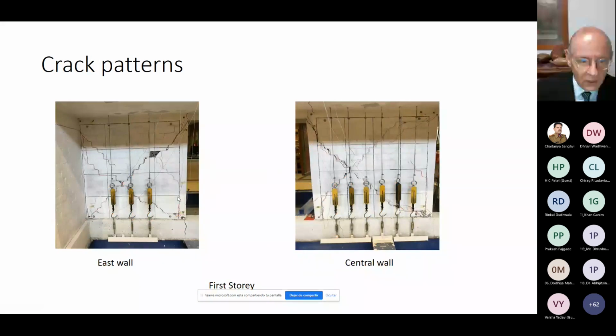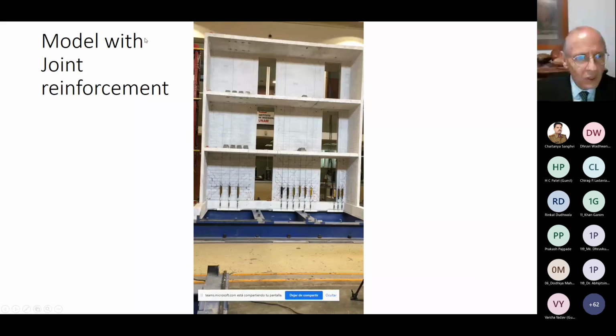And these are some crack patterns. You see, it's exactly the typical ones we have already seen. Here the cracking penetrates the tie column, and there are very few cracks actually, but very wide ones. This is typical of a wall with no reinforcement. Let me show you the model with joint reinforcement.